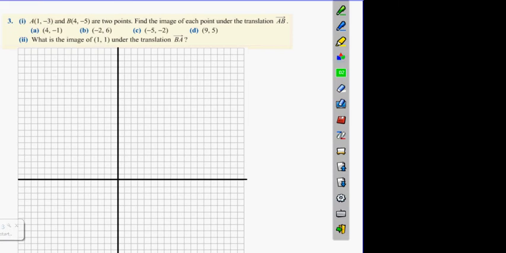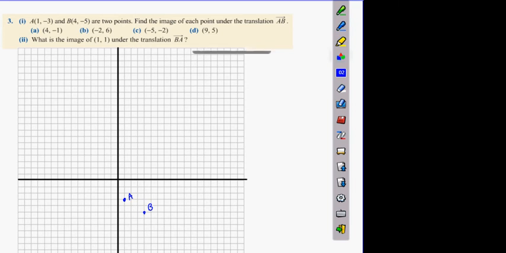So what we have here, guys, is we're going to draw out the point (1, -3). So the point (1, -3) is 1 across, 3 down. That's A. The point B is 4 across, 5 down. 4 across, 5 down is located here. Is everybody happy with that?